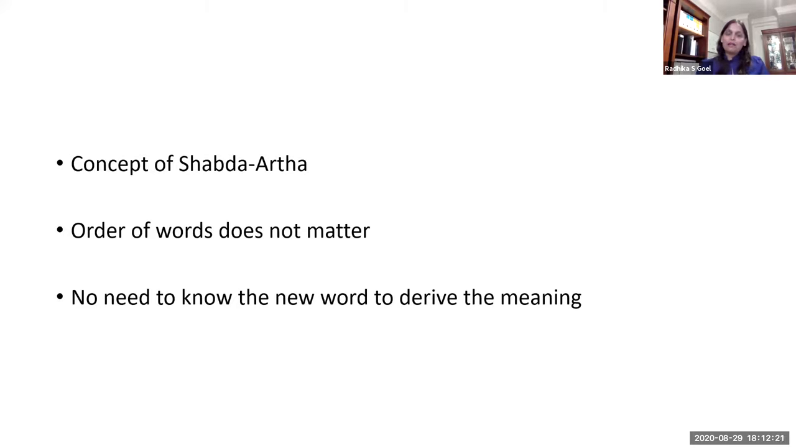Even our proper nouns, or the name of a person, is not just a label. Rama means somebody that brings joy, or Ramyate. And so every name carries meaning.